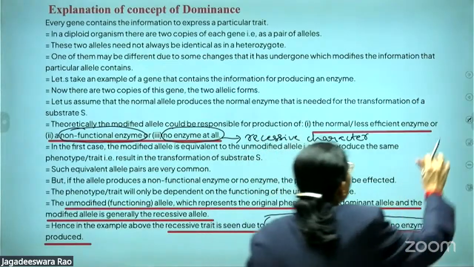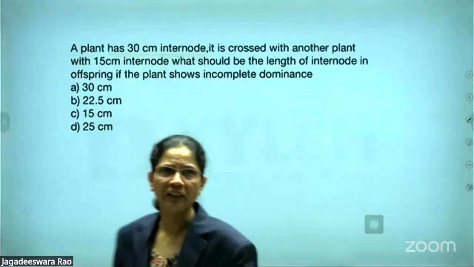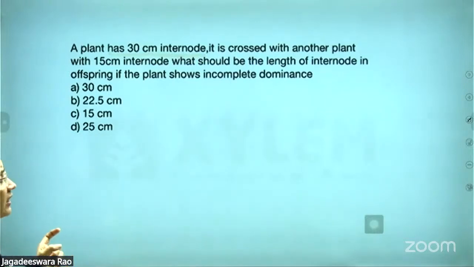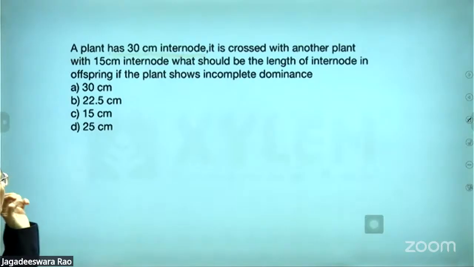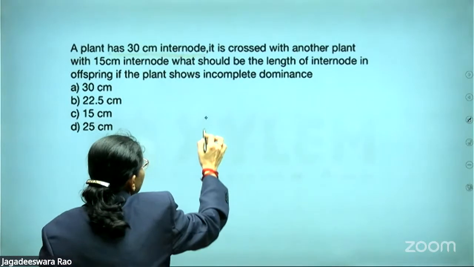Now let us go into the question based on this incomplete dominance. Yes, children, are you ready to solve? Just start reading the question. A plant has 30 centimeter internode. You know very well what is internode.